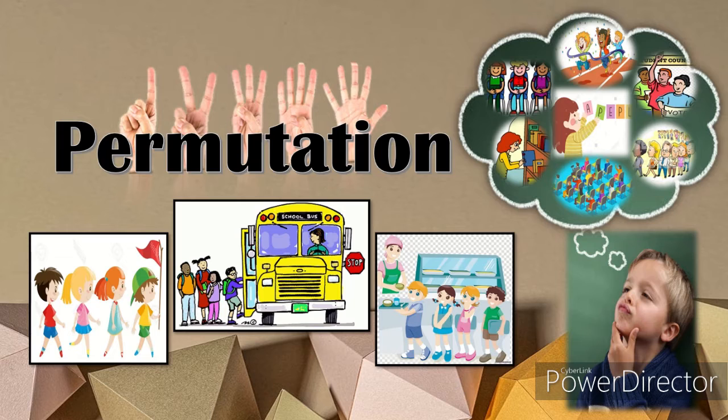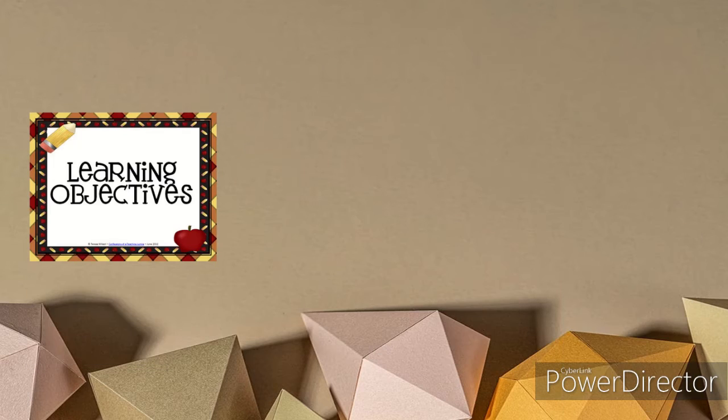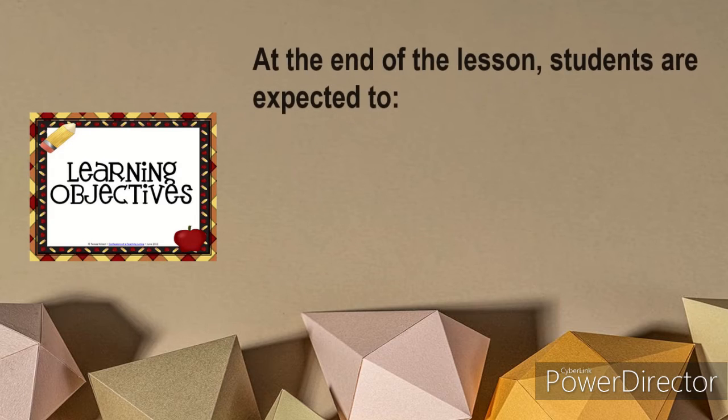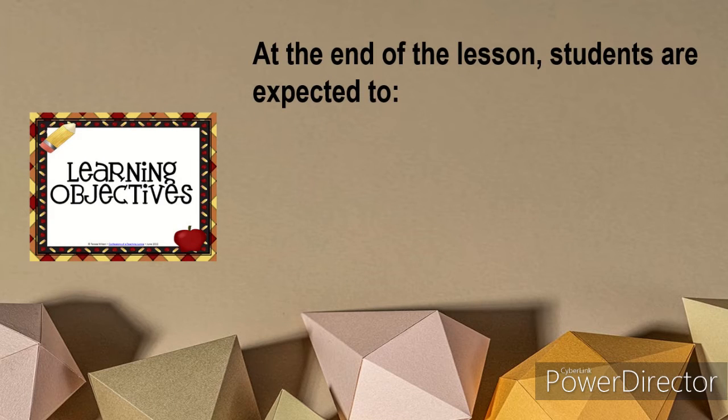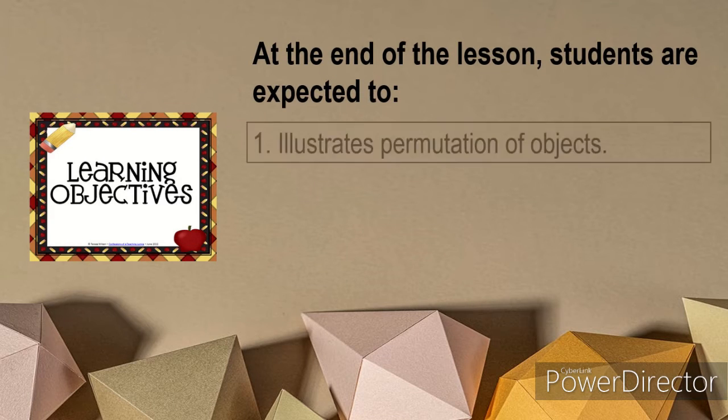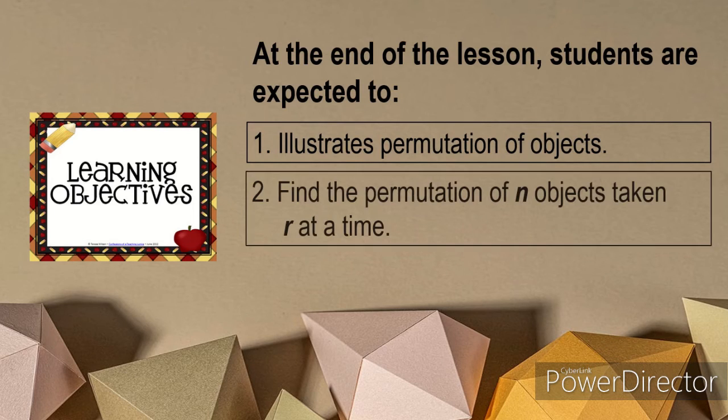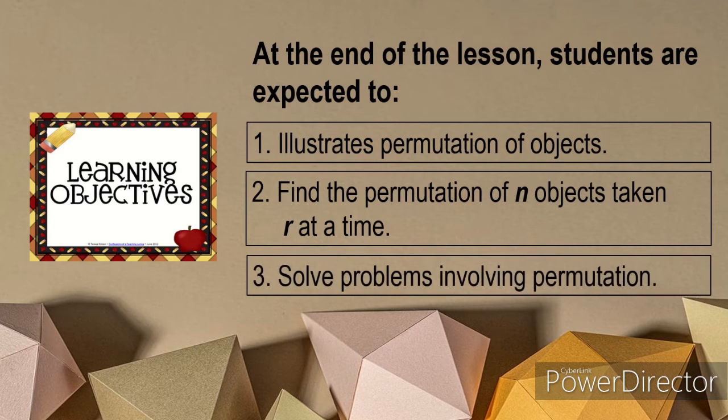Today, our lesson is about permutation. For our learning objectives, at the end of the lesson, students are expected to first, illustrate permutation of objects. Second, find the permutation of n objects taken r at a time. Third, solve problems involving permutation.